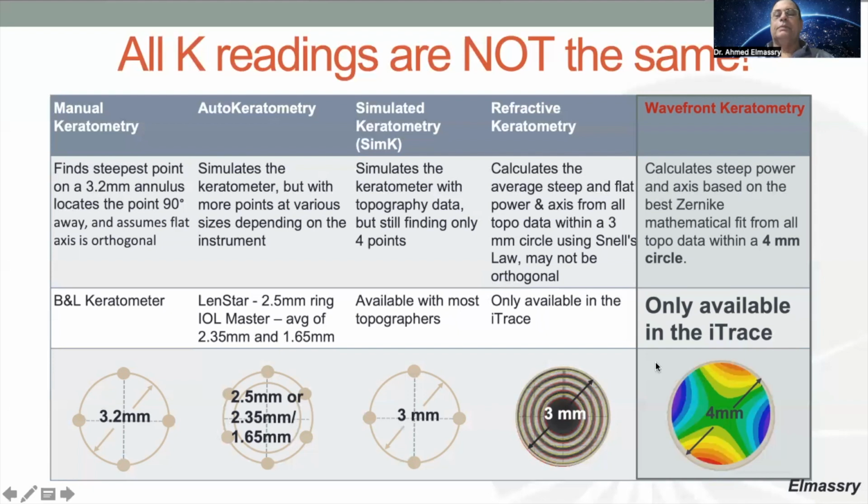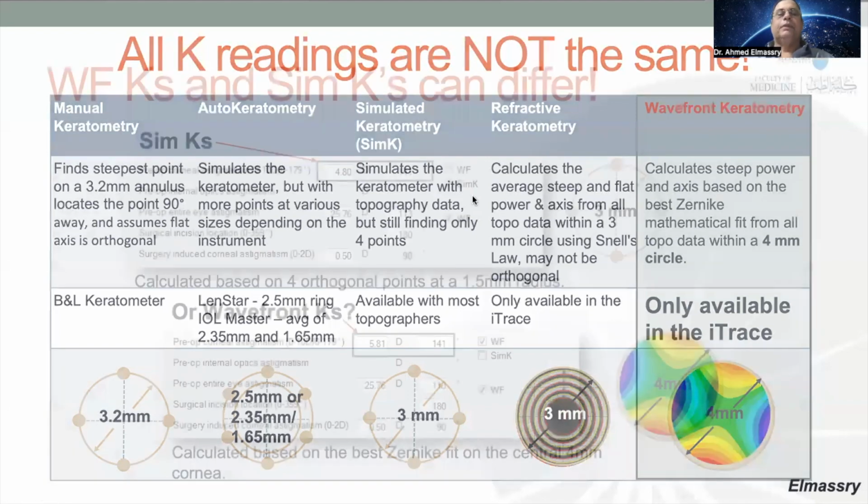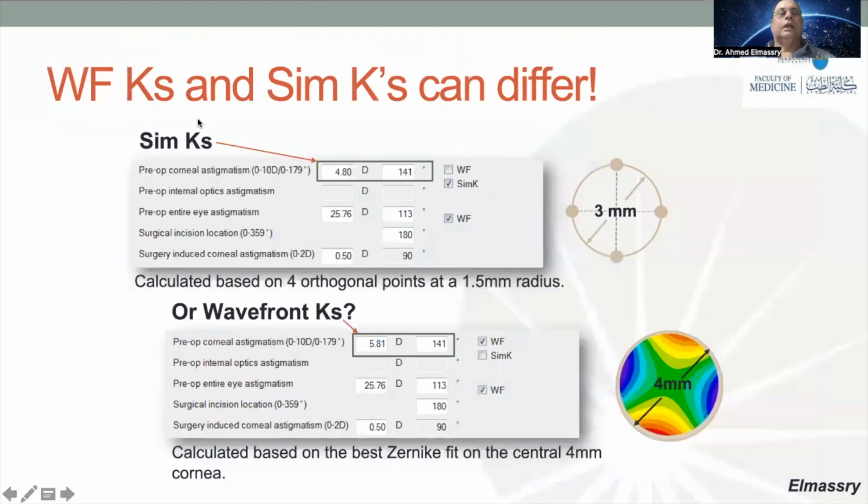The larger the diameter, the better the results. So sometimes you have the Sim K depending on K1 and K2, which is different from the wavefront K, which depends on the Zernike analysis, and it is more accurate, and we have to depend on the wavefront K readings and not the Sim K readings to have the accurate astigmatic power.